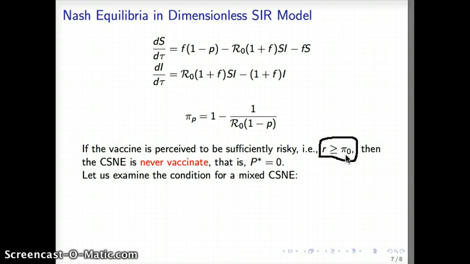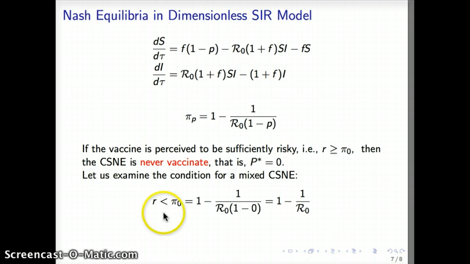Now we consider another scenario. What if that relative risk is actually less than that probability of infection? We are trying to write a condition. What if r is strictly less than this difference, 1 minus 1 over R0? This double arrow, which you may be familiar with, means if and only if. So we have the condition: relative risk less than probability of infection with 0 coverage.